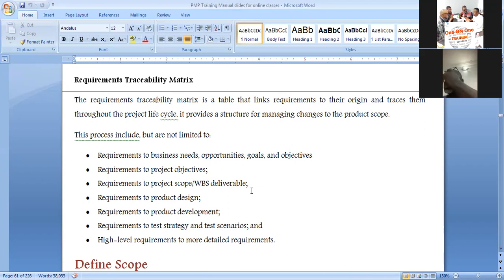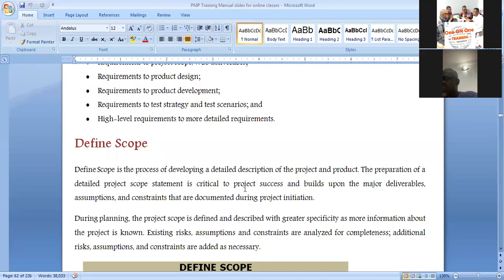So it will be easier for you to use this requirement traceability matrix to manage the project. But the bottom line is that you gather requirements in the collect requirements phase. Having collected these requirements, you move on to the next phase called define scope. It is from these requirements that you would be able to define the scope.